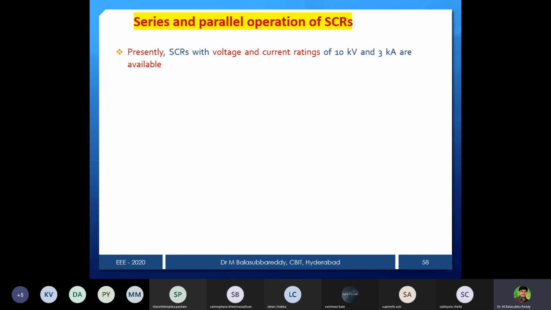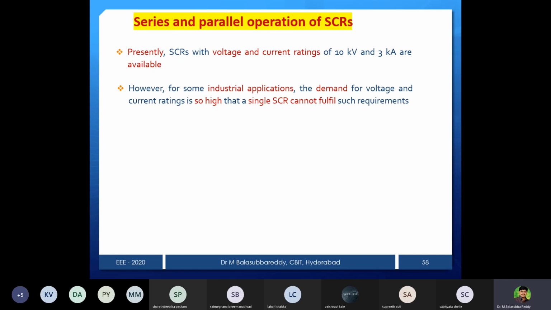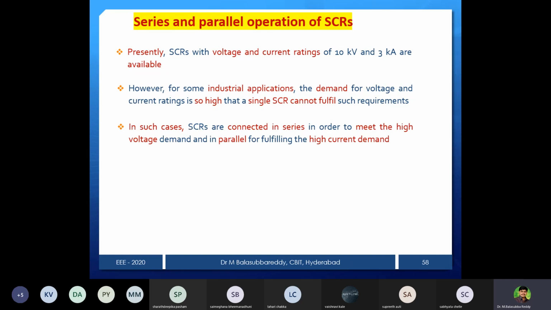So each SCR rating is 10 kV and 3 kiloamperes are available. Even more ratings are there. Just for example, I am saying that the voltage level of each SCR is 10 kV and current is 3 kiloamperes or 3000 amperes. In industry applications, the demand for voltage and current ratings is more than one SCR rating. In such cases, to meet the demands, we need to go for series and parallel operation. Series means, to meet the voltage demand, and parallel is to fulfill the current demands.